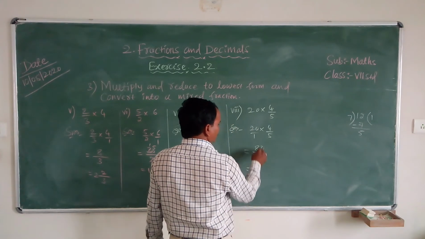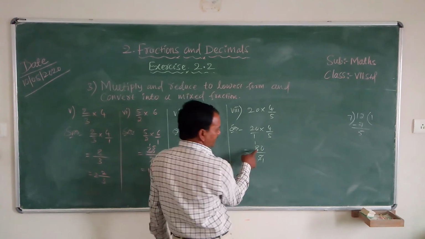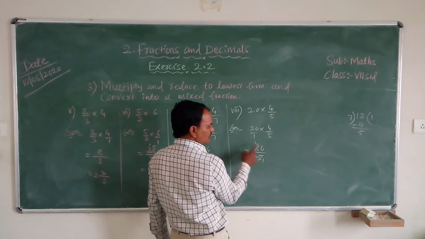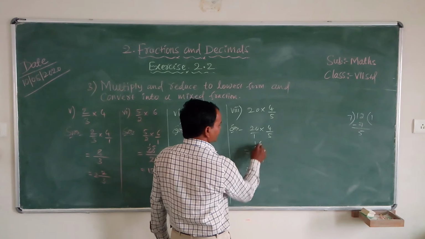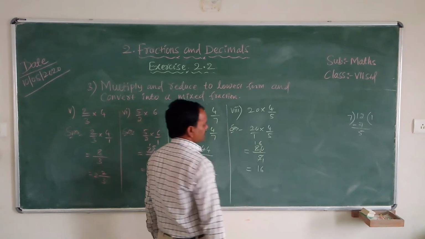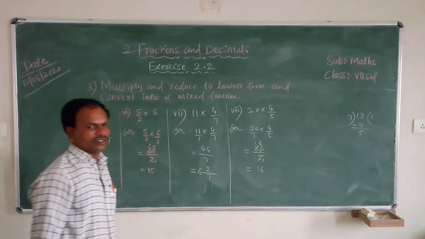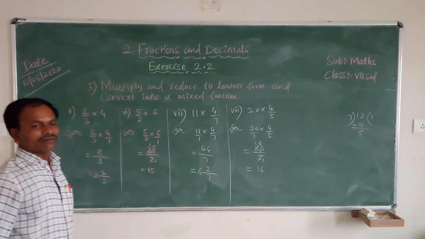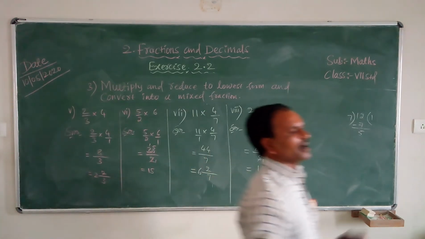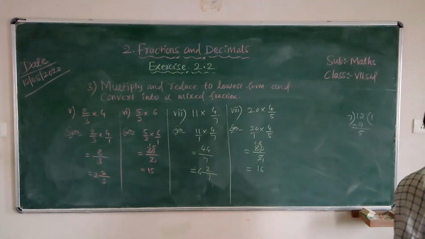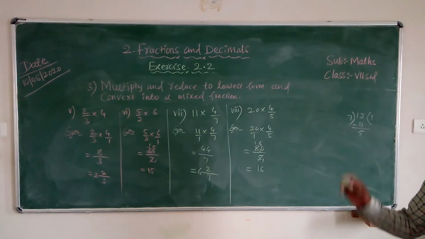So 5 1s are 5. So 8 is there, 5 1s are 5, 5 gone. What remains? 3 remains. 5 6s are 30. What is the answer? 16. 16 by 1 is what? 16 only. So like this how to multiply, reduce to lowest term and convert it into mixed fraction. My dear students, it's very simple.